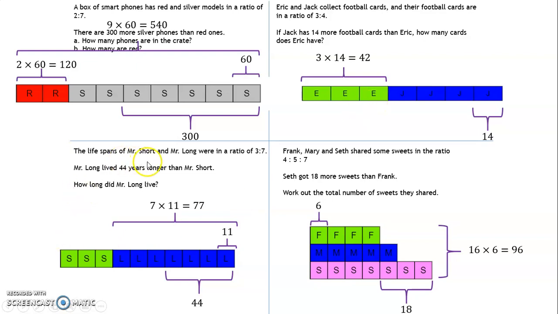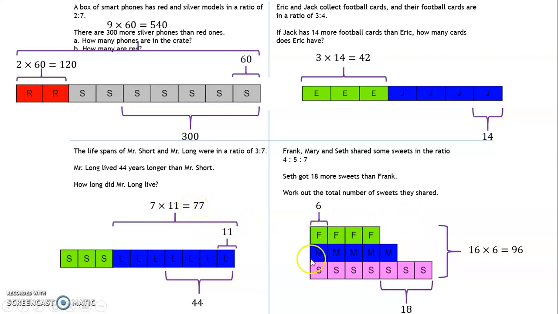Next question, the lifespans of Mr. Short and Mr. Long were in a ratio of 3:7, so 3 parts to 7 parts. Mr. Long lived 44 years longer than Mr. Short. So here I've got the 3 parts that Mr. Short also lived. So these 4 are the extra parts, and that's representing the 44 extra years. Divide that by 4, each part is 11. So Mr. Long lived 7 parts, so 7 lots of 11 is 77.